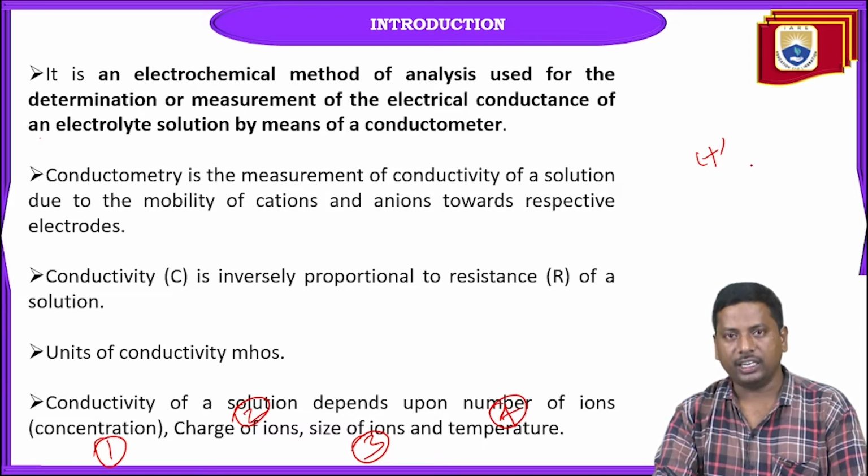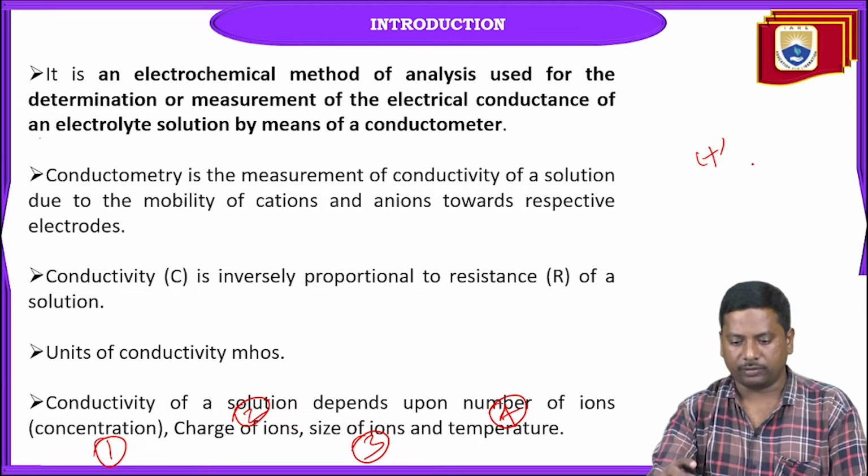And the final one is the temperature. When temperature increases, the mobility of the ions also increases automatically, so the conductivity of the solution also increases. So out of four factors, three factors are directly proportional to conductivity, and one factor is inversely proportional to conductivity.